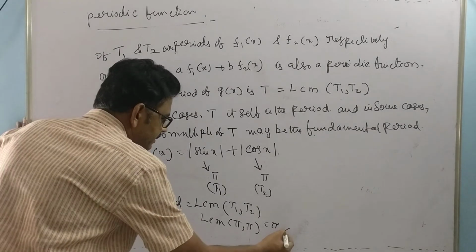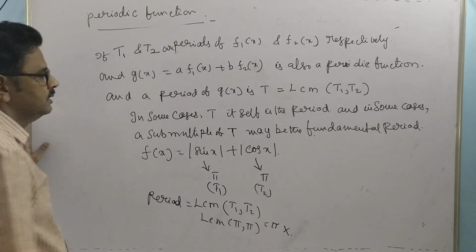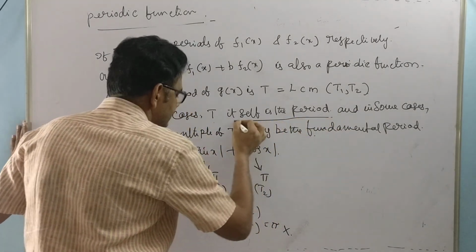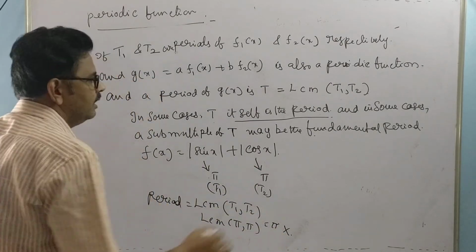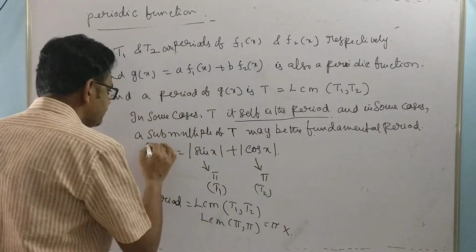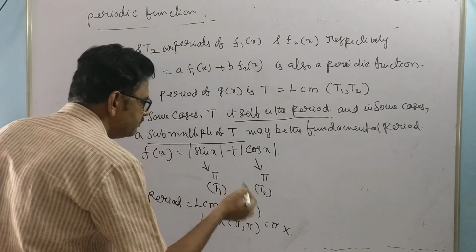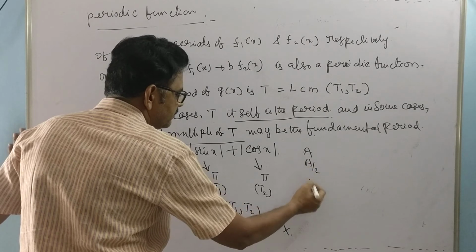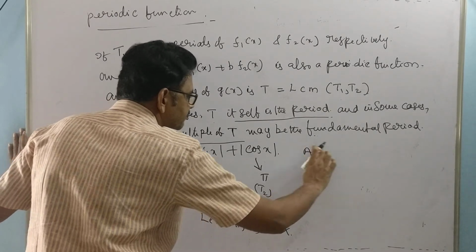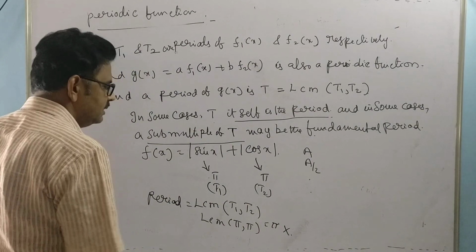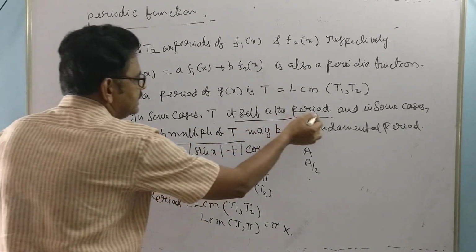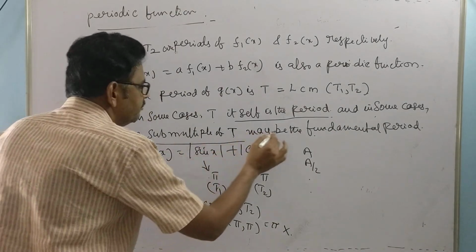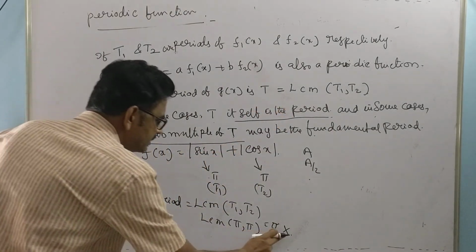But this is not the period. Why? Because in some cases t itself is the period, that is pi itself is the period, and in some cases a submultiple of t. Submultiple means, if A is an angle, A by 2 or A by 3 or A by 4. These are called submultiple angles. In some cases a submultiple of t may be the fundamental period. Why is it not the period?